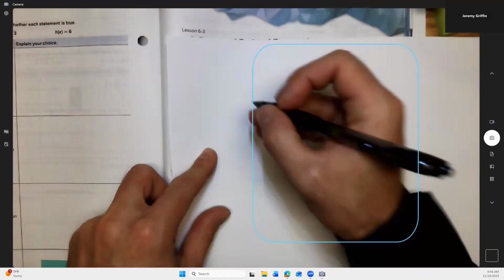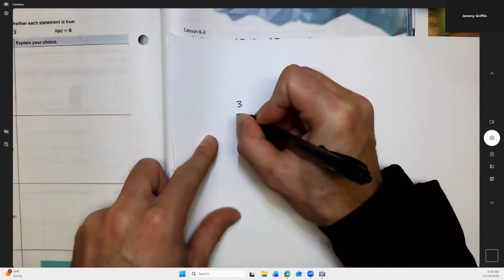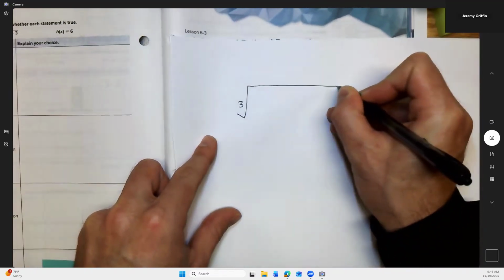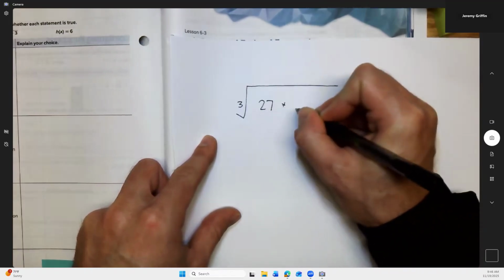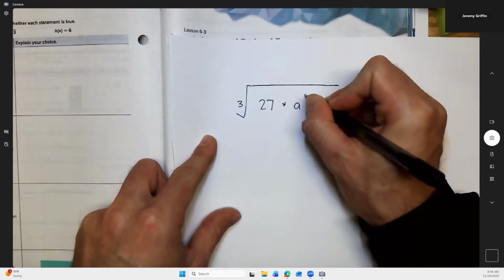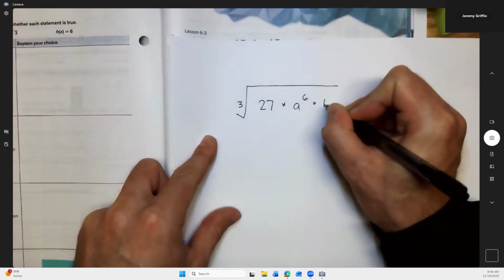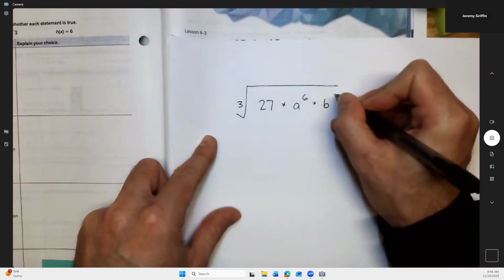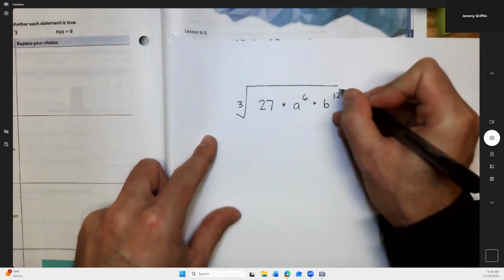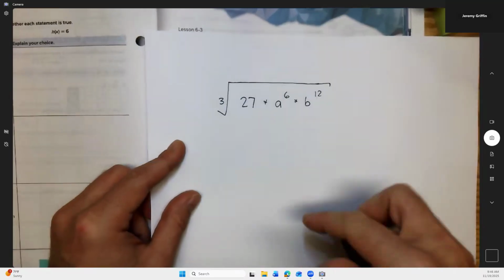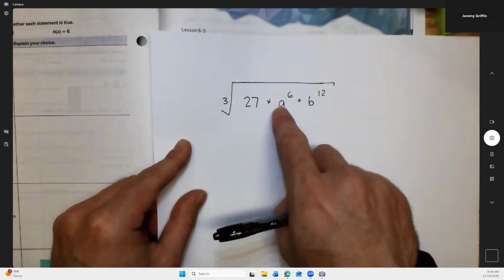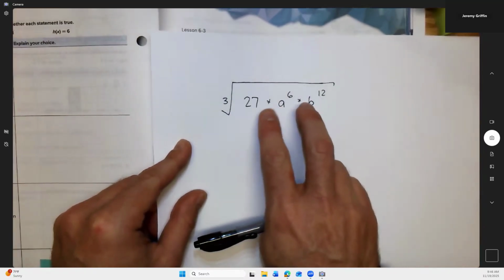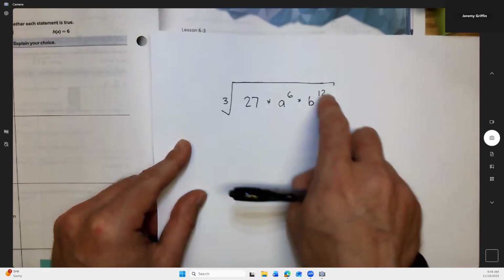Let's do a crazy fun example. What if I have the cube root of 27 times a to the power of 6 times b to the power of 12? How about that? Okay, so what do you do? Guys, does that cube root apply to each of these individually inside? Notice they're multiplied. Is there anything added or subtracted? No, right? It's just one giant term.